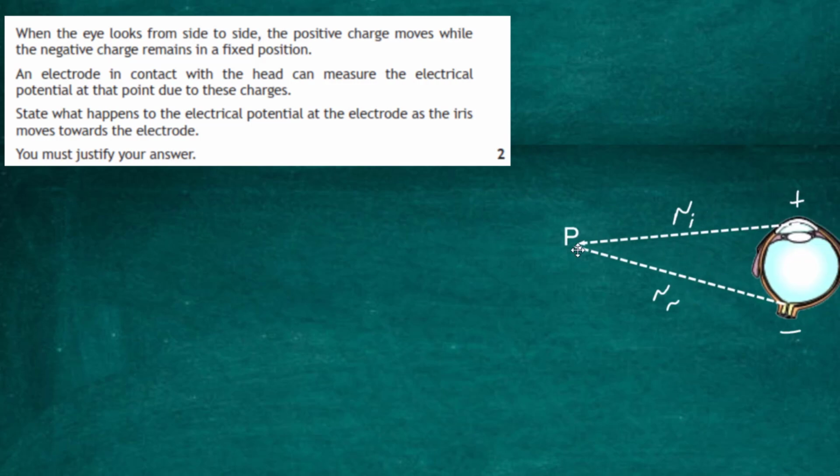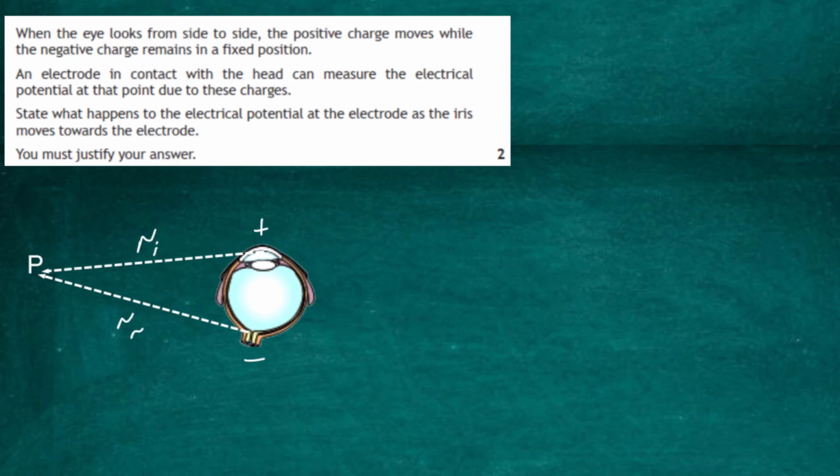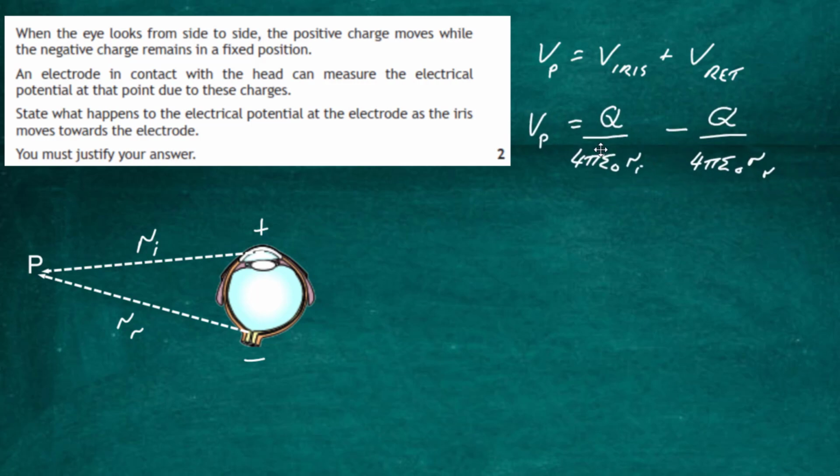So here we have this situation. That's the original position. You can see we've made Ri the distance from the iris to the electrode, and Rr the distance from the negative charge at the retina to the electrode. So the potential at P is just the sum of the two potentials, the one from the iris charge and the one from the retina charge. And we can write that out in full like that, knowing that the charge in the retina is negative. So we'll get Q over 4 pi epsilon naught Ri, take away Q over 4 pi epsilon naught Rr.